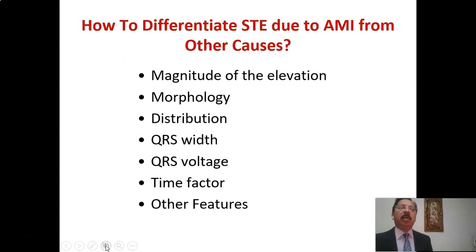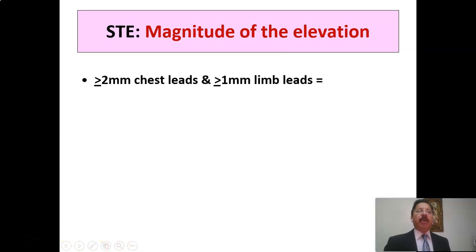Then how to differentiate the causes of ST segment elevation between myocardial infarction and the other pathologies. So we'll go through these steps. Magnitude of elevation means how much elevation is needed to diagnose myocardial infarction. The morphology and shapes, then the distribution of ST segment in various leads, then the width of the QRS complexes, then the QRS voltages, time factor, and some other features as well as per the history and physical examination and lab findings.